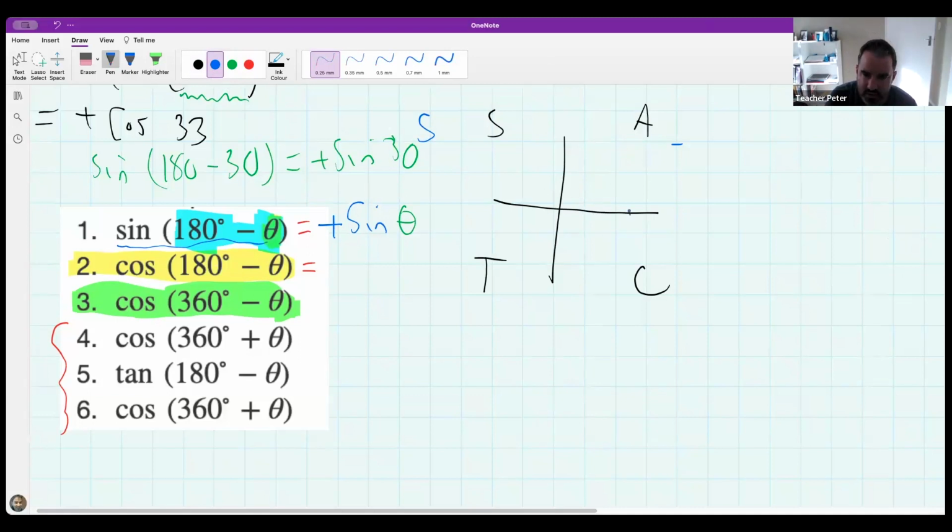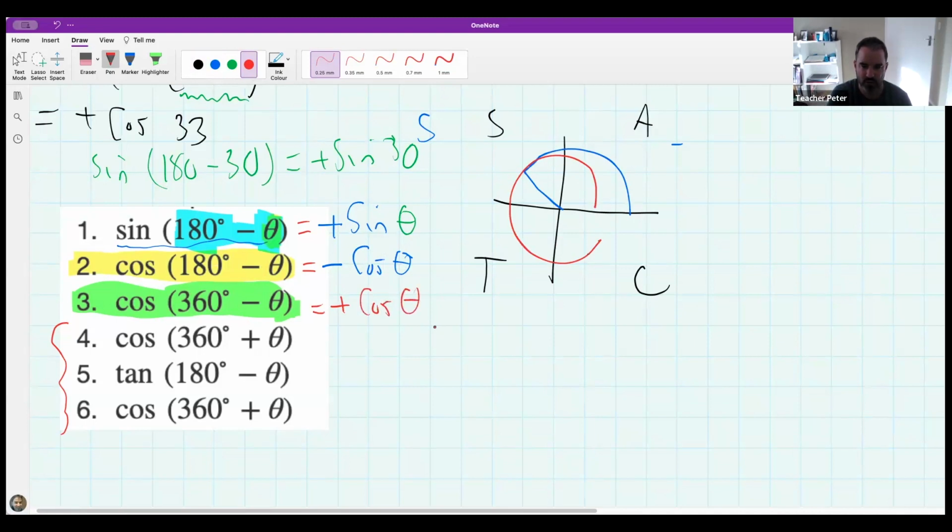So 180 minus theta is still in quadrant 2, but the problem is it's cos, and cos is negative in that quadrant. So you get minus, and then the little bit that matters is still just theta. So number 2 is minus cos theta. But what quadrant is 360 minus theta in? What quadrant will that be? Okay, quadrant 4, absolutely. And the good thing is, in quadrant 4, Naledi, cos is positive. So we can go, that's just positive cos theta.